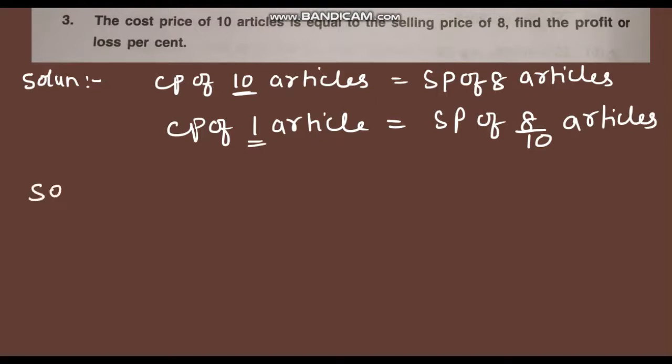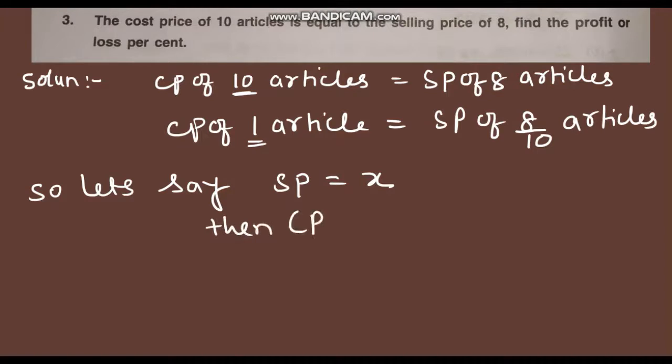So let's say SP is equal to x. Then CP will be equal to 8 by 10 of x. So children, you can cancel 8 and 10 by 2. 2 fours are 8 and 2 fives are 10. This is 4 by 5 x.